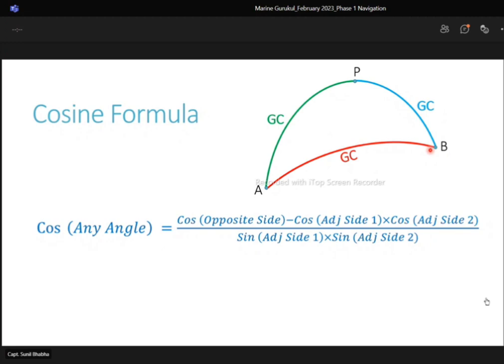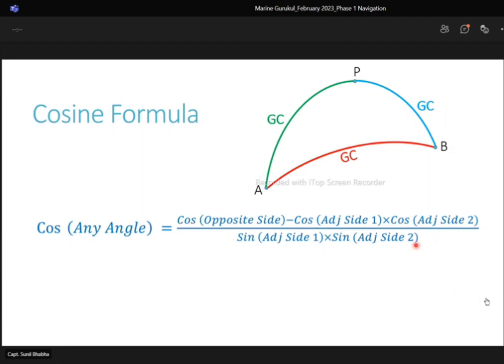You can see that in this formula, the cosine formula, on the left hand side, we can have any angle. In our case, angle P, angle A, or angle B. And on the right hand side, you see all the terms are related to the sides of the triangle. So you have the opposite side, then the adjacent side, again the adjacent side, and the adjacent sides in the denominator. So it tells us that if we have all the three sides of this triangle available to us, we can calculate any of the angles of this spherical triangle.